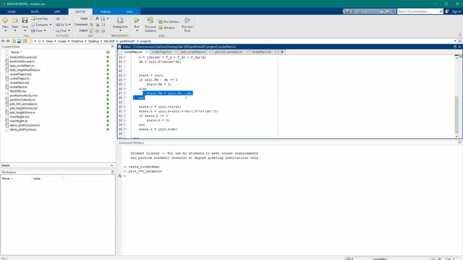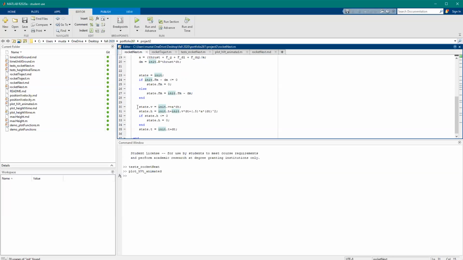I like to think of this as the kinematic equation. The fuel mass equals the initial fuel mass minus delta m, just to like the fuel mass final equals initial mass minus change in mass. It's similar to that kinematic physics equation, delta t equals t final minus t initial.